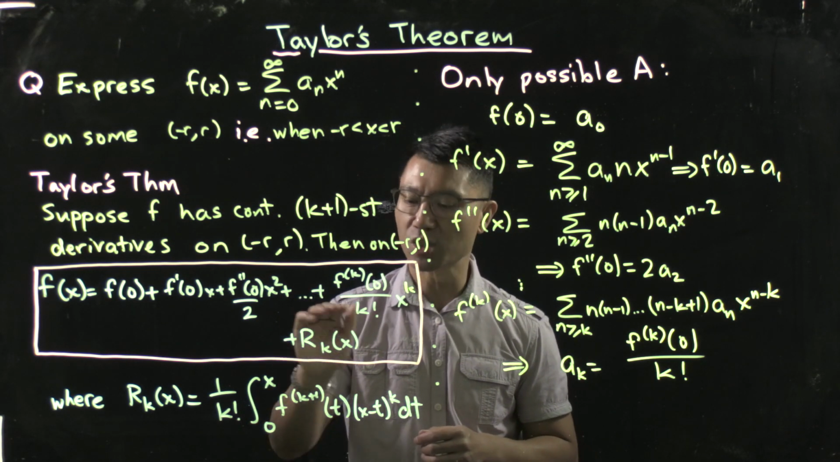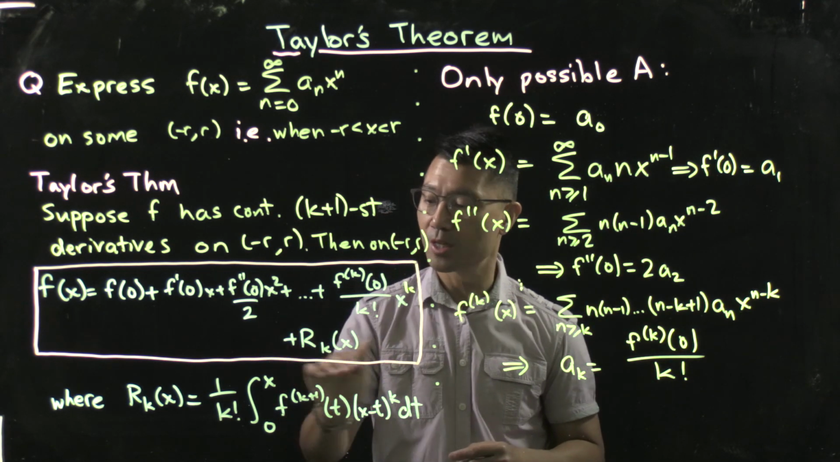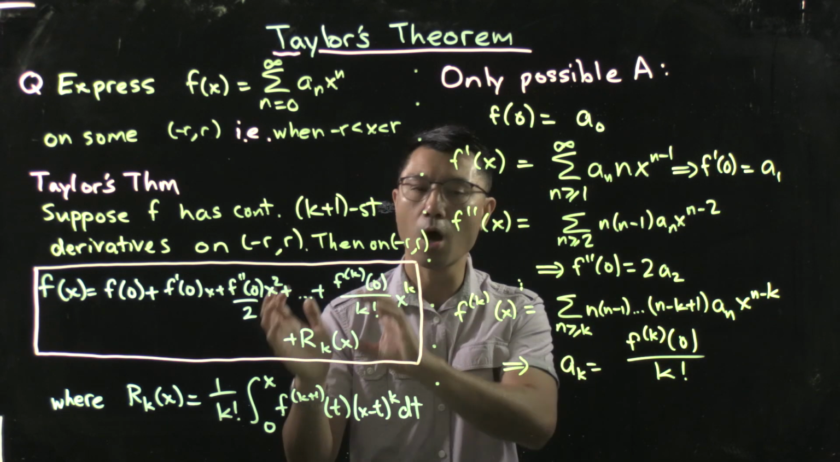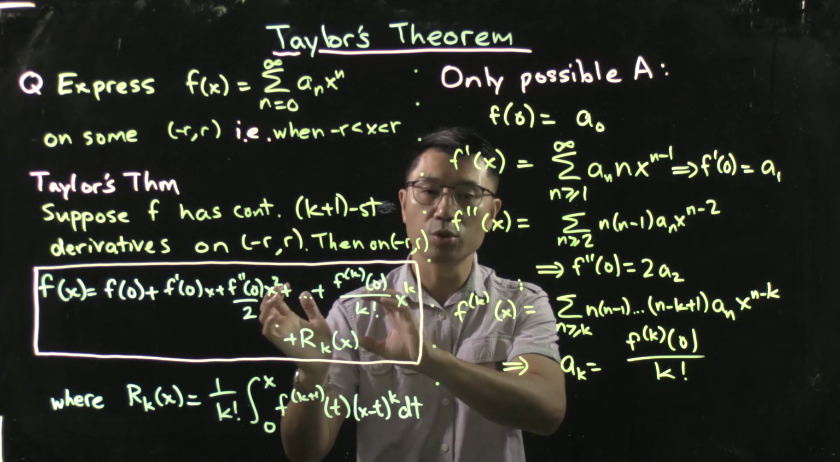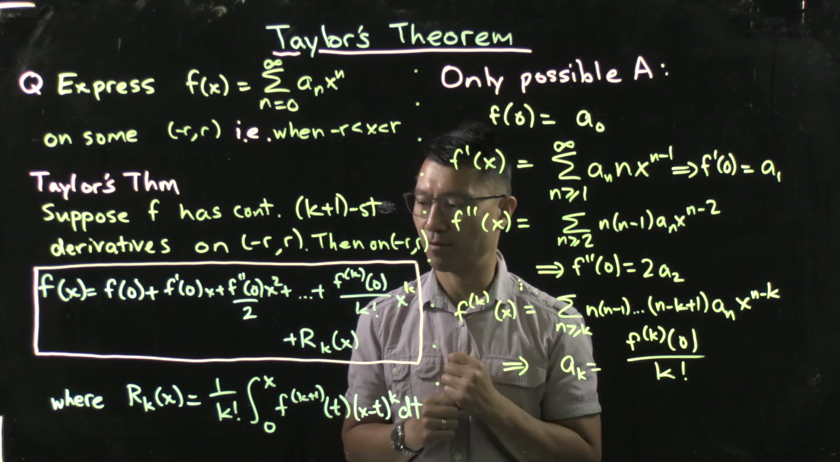You want it to be such that when k goes towards infinity, okay, so you get more and more of these terms in here, this goes to 0. So we need some control over the remainder, and in particular we want to somehow control how big it is. We want to make it go to 0 as k goes off to infinity.